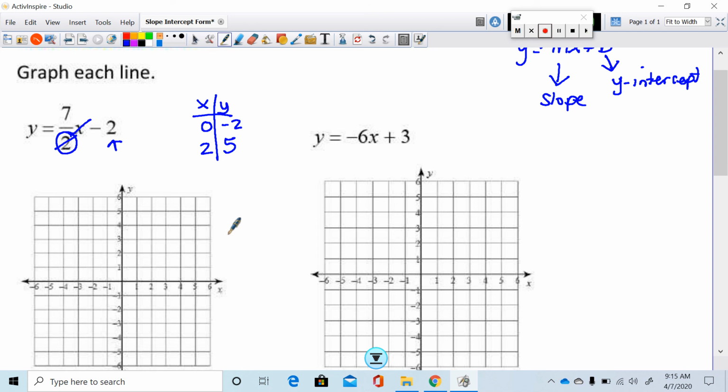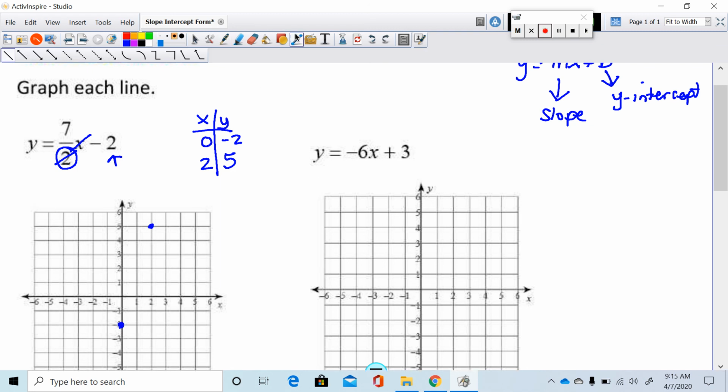So you only need 2 points to make a graph. So those are the 2 points I'm going to use for this equation. So 0, -2, it would be here. And 2, 5 would be right here. And then I connect those with a line. And I'm finished with that one.